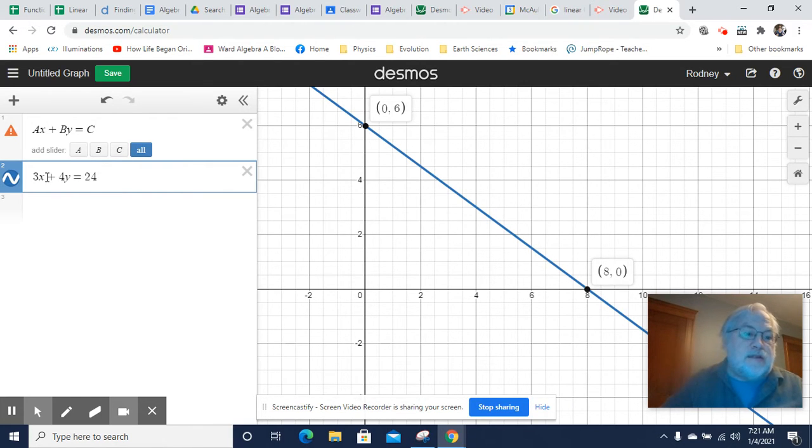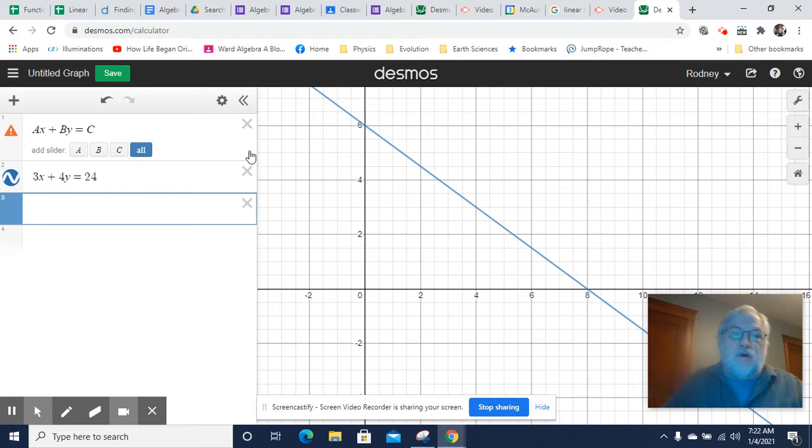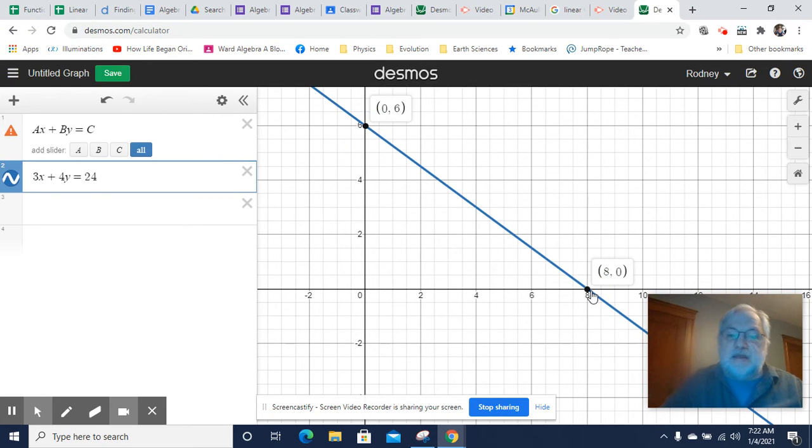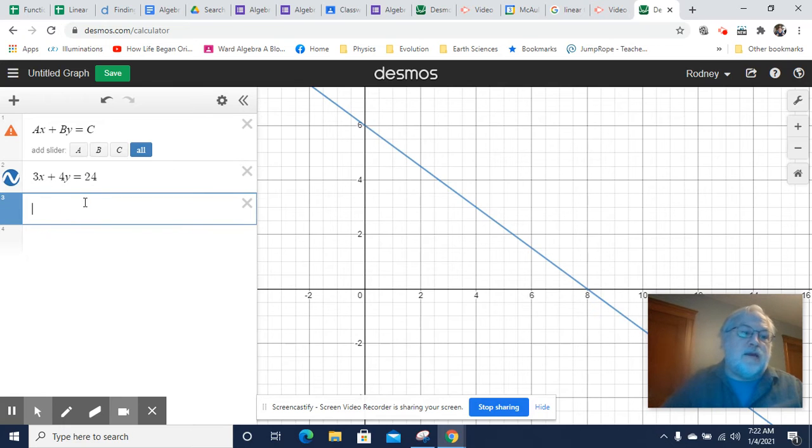What I can do is I can say x is 0. When x is 0, I can find out what y is, and that will give me the y-intercept, because the y-intercept is what y is when x is 0. And I can do the opposite. If I make y 0, I'll find the x-intercept. So let's do that. You've already seen up here that the y-intercept is 6 and the x-intercept is 8, but let's see where that comes from.